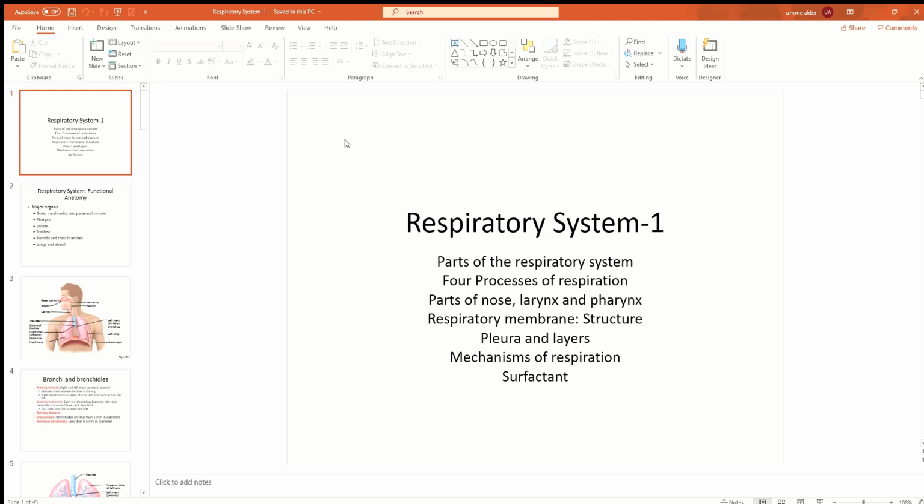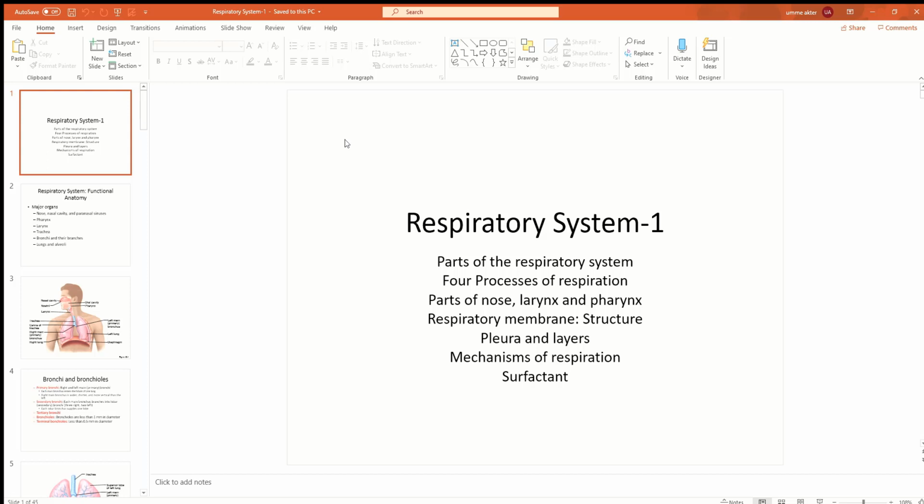Hello everybody. Today we will start a new system, the respiratory system. Its name tells you the main function of this system, which is respiration or breathing. First we'll see the parts of the respiratory system. Then we'll talk about 4 processes of respiration. Then we'll talk about the organs of the respiratory system.